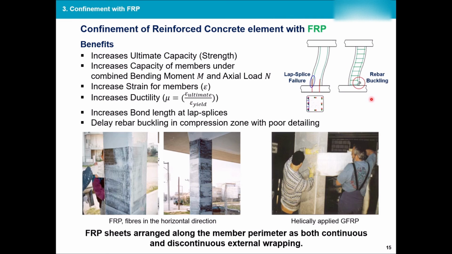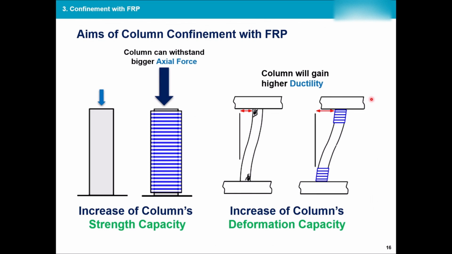So confinement is very useful, and as a civil engineer, as a structural engineer, as an earthquake engineer, we have to always make sure that our columns have sufficient confinement under any circumstance to withstand any lateral loading which will be exerted on them. So as a summary, it just increases the strength capacity as well as the deformation capacity because it increases the ductility.